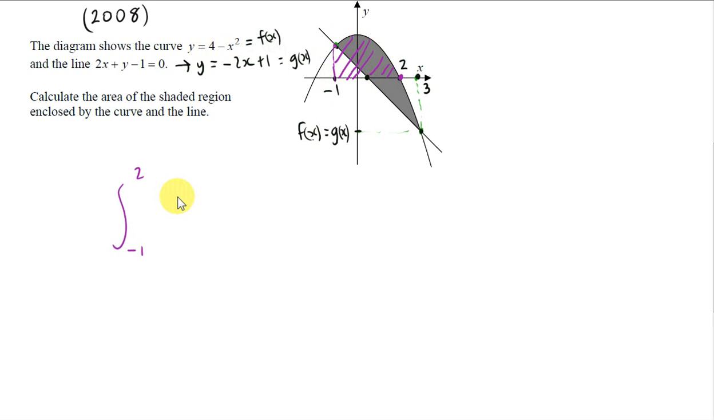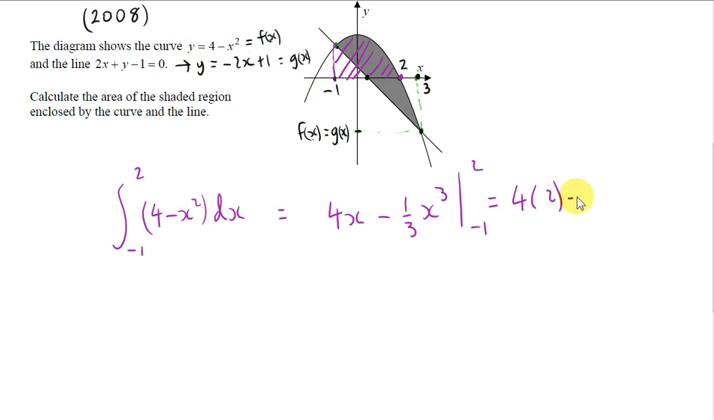So we're integrating 4 minus x squared, that's the curve, dx, from -1 to +2. If we integrate 4 with respect to x, we get 4x. Integrating minus x squared gives us minus a third x cubed. So we plug 2 in for x, and we subtract this expression with the lower limit -1 in for x.